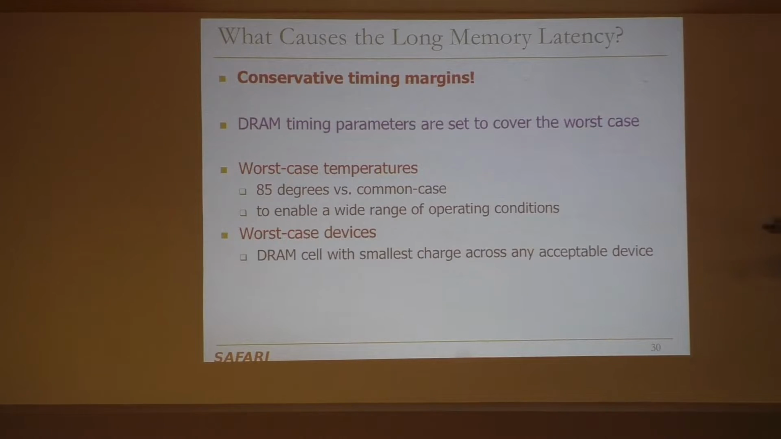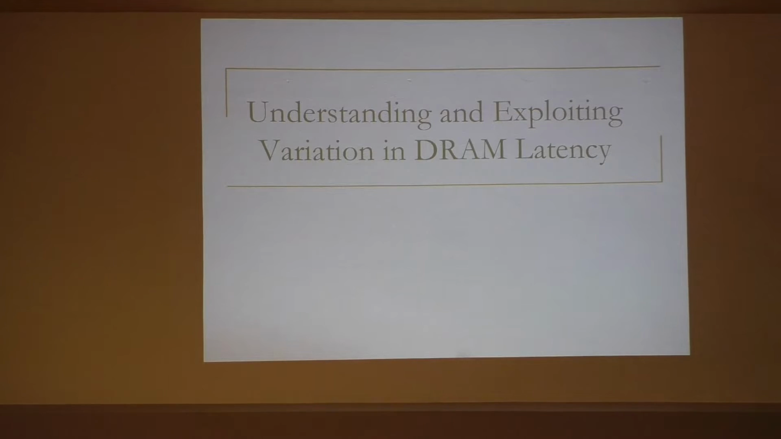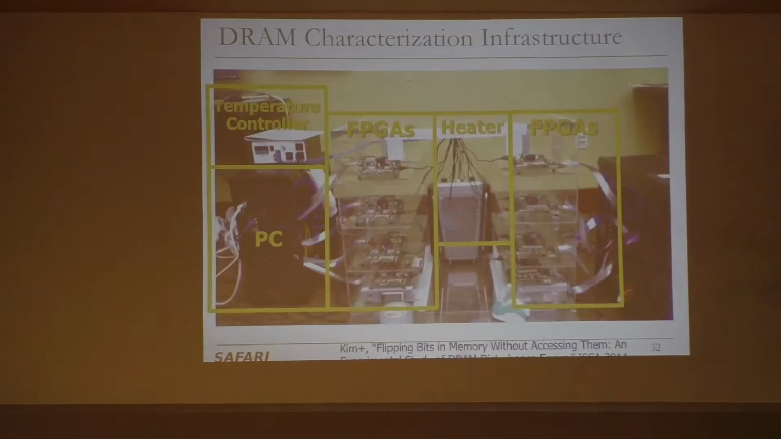Okay, also worst case devices, I've already talked about it. Basically, you want the DRAM cell with the smallest charge across any acceptable device, because we want to maximize yield, right? So as a result, this worst case mindset leads to large timing margins for the common case. So basically that's what we wanted to do. We wanted to understand how bad these timing margins are in DRAM.